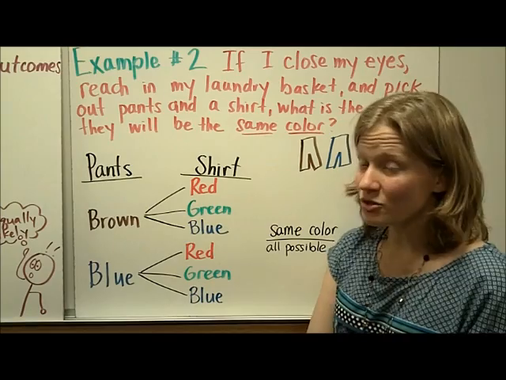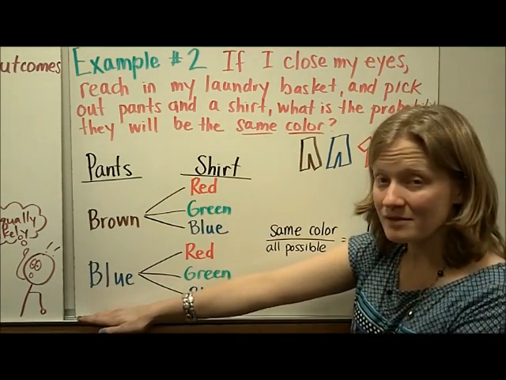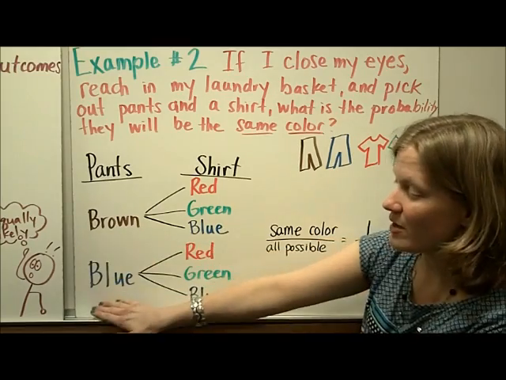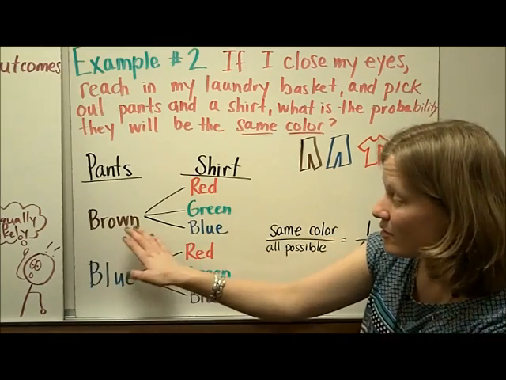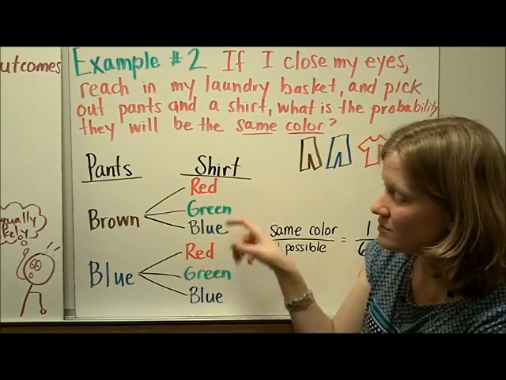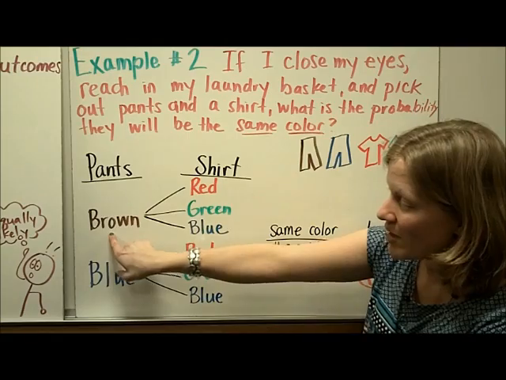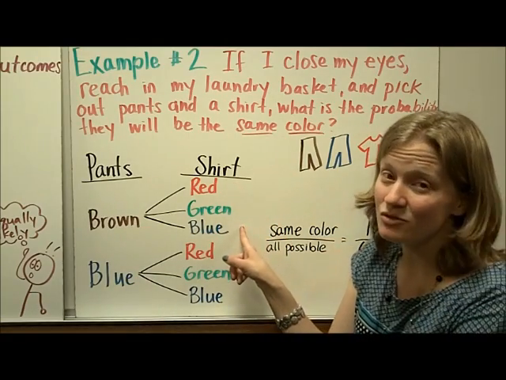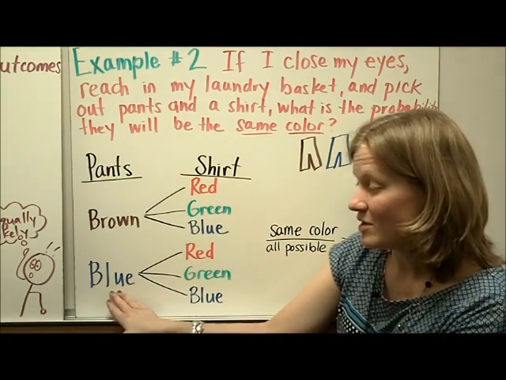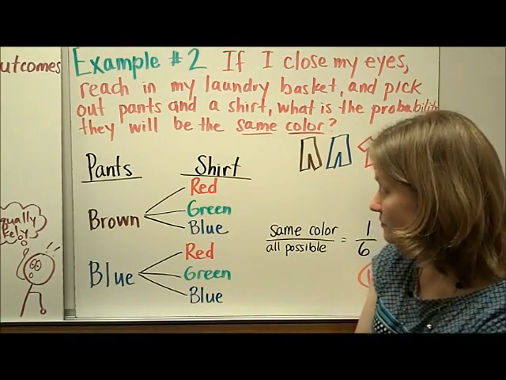So I'm going to create a tree diagram where first I'm going to show the choice of pants. So it's possible to pick brown pants or blue pants. Then I'm going to create branches off of each of those and show all the choices of shirts. So if I pick brown pants, I still have 3 choices of shirts that could happen. And if I pick blue pants, I have the same 3 choices of shirts.